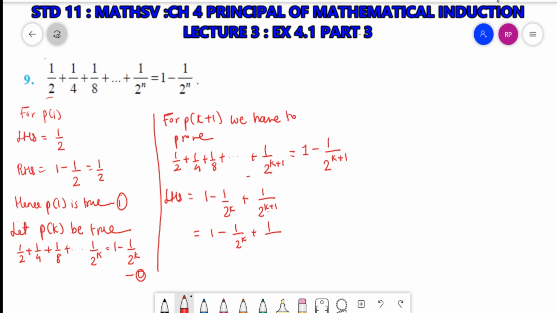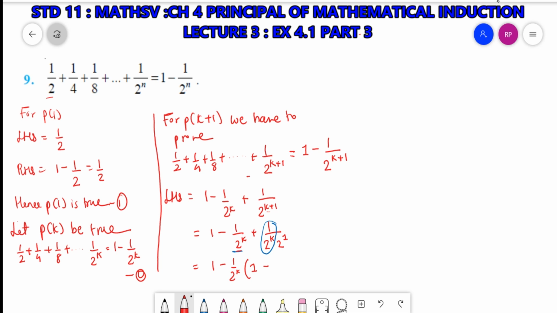Now I can split this power. I can write it down in this way, 2 raised to k into 2 raised to 1. Clear? So now let's take 1 upon 2 raised to k common. See, 1 upon 2 raised to k, and this is also 1 upon 2 raised to k. So 1 minus 1 upon 2 raised to k. So what is remaining here? In this, nothing. So 1.